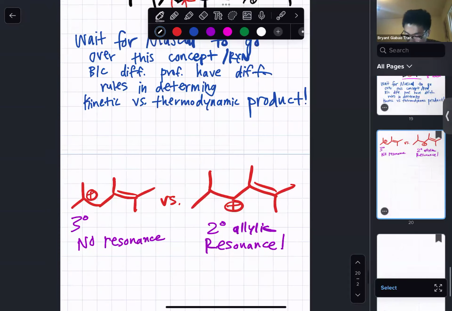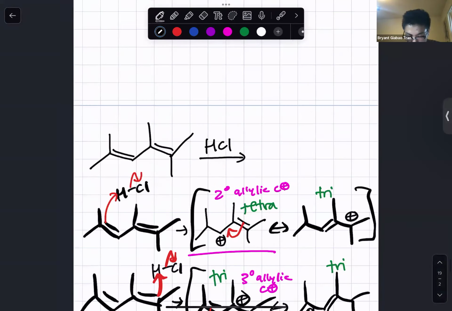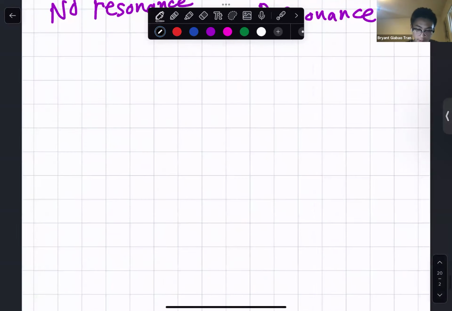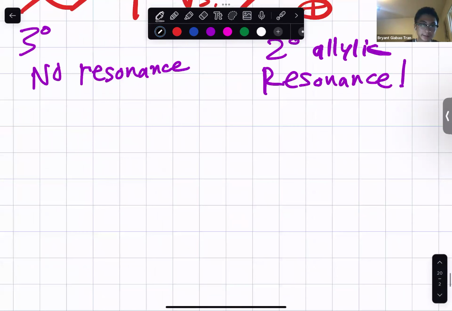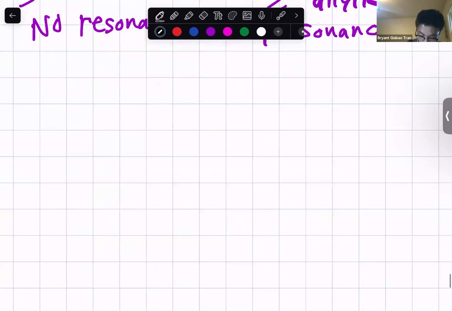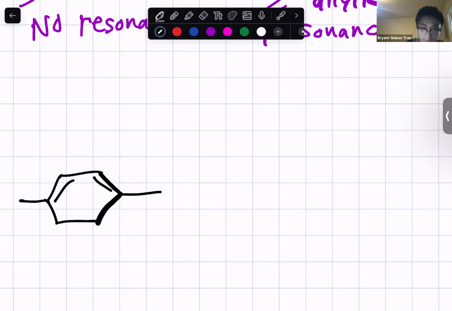Okay, that was hydrohalogenation. Let's do one example of halogenation and move on to Diels-Alder if we have time or if you guys have any other questions. Right. Let's say we have this and we react that with Br2.